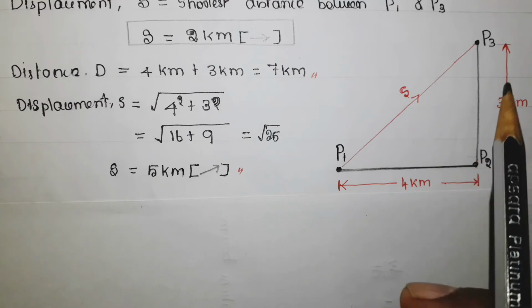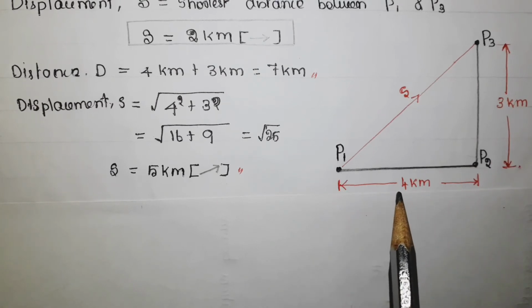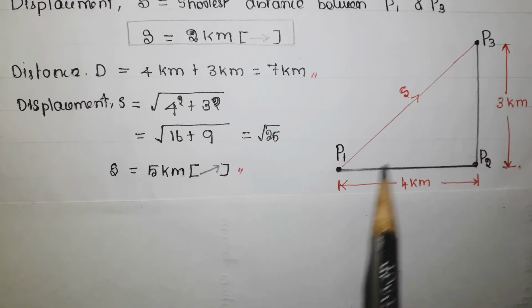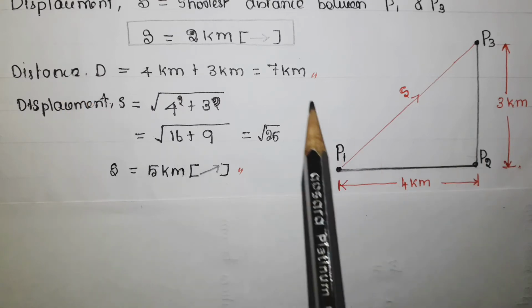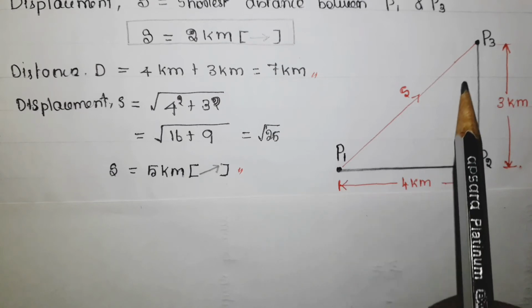So this is a two-dimensional motion where the distance between P1 and P2 is 4 kilometer in x direction, and between P2 to P3 it is in y direction of 3 kilometer. Now the total distance traveled is 4 plus 3, it is 7 kilometer. But the displacement is the minimum distance between initial and final position.